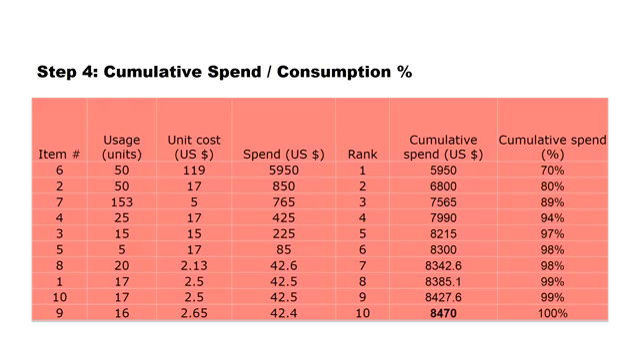After we calculate the cumulative spend for all the items, that is, the total spend, then we can use the total spend, which is $8,470 in this case, as the denominator to calculate the cumulative spend in percentage for every item here. For instance, dividing the cumulative spend of the first item, which is $5,950, by the total spend, we get 70% for the cumulative spend in percentage for the first item.